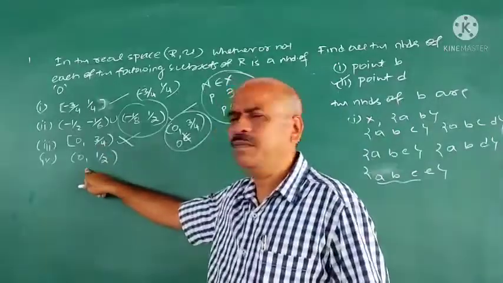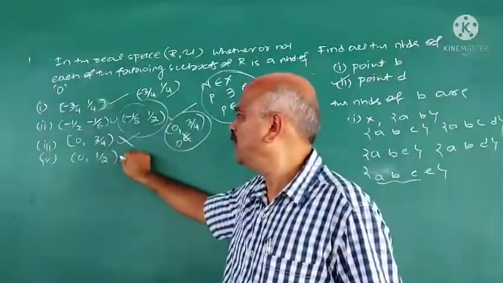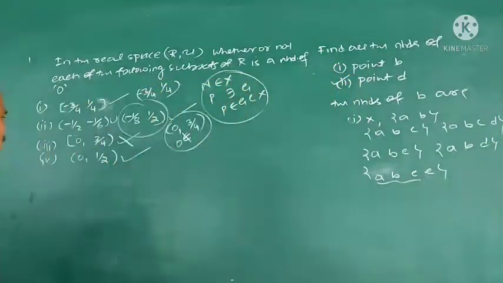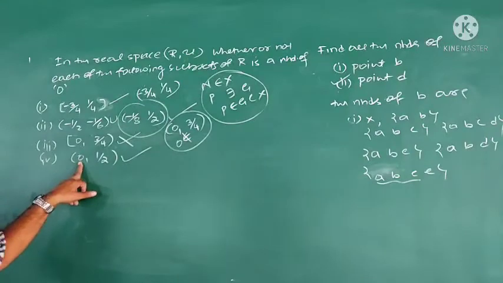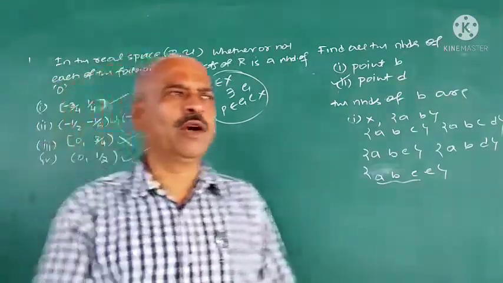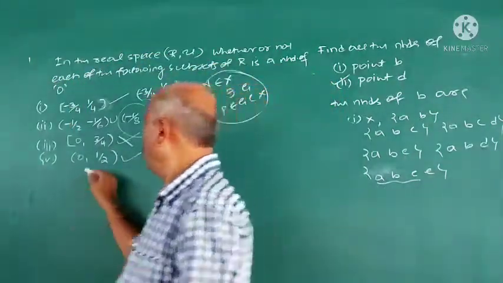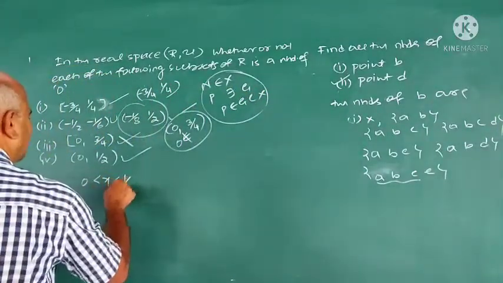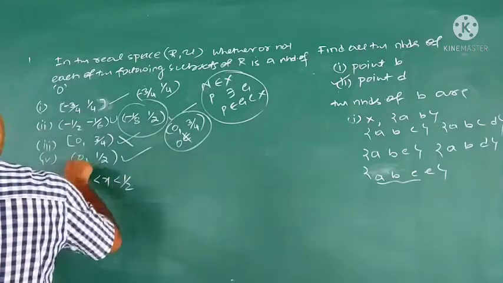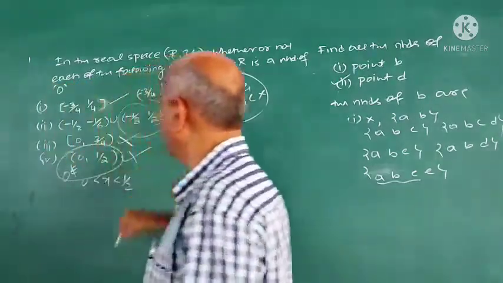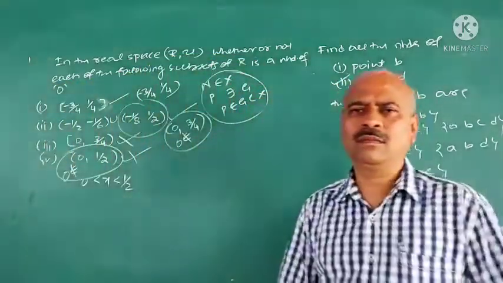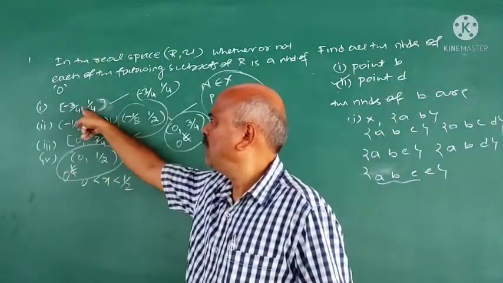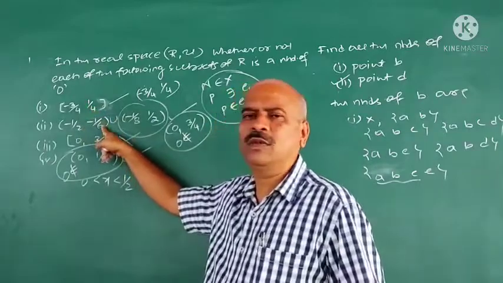What about this, (0, 1/2)? It doesn't contain 0, because how do we define the open interval? The open interval (0, 1/2) means all x greater than 0 and less than 1/2. 0 doesn't belong to this. So this is also not a neighborhood of 0. This is not a neighborhood of 0. This is not a neighborhood of 0. But this is a neighborhood of 0. This is a neighborhood of 0.